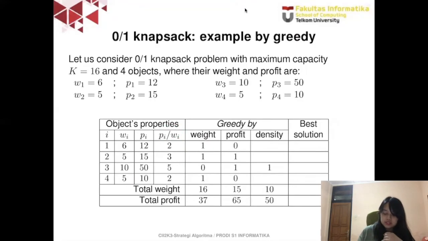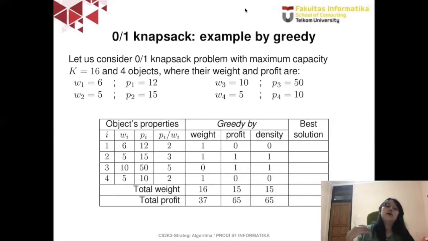And next, we still have six unit weight remaining. The next largest density is the second item, which is still feasible. So we choose it in the next step. We only have one unit weight remaining, and there's no feasible item for that, so we don't choose anything afterwards.